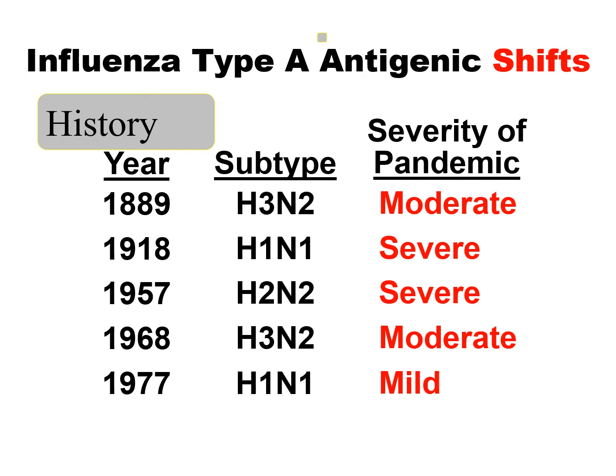Influenza type A antigenic shifts in 1989 was of moderate severity. Pandemic in 1918, it was severe. Pandemic in 1957 was severe. 1968 moderate. 1977 mild.